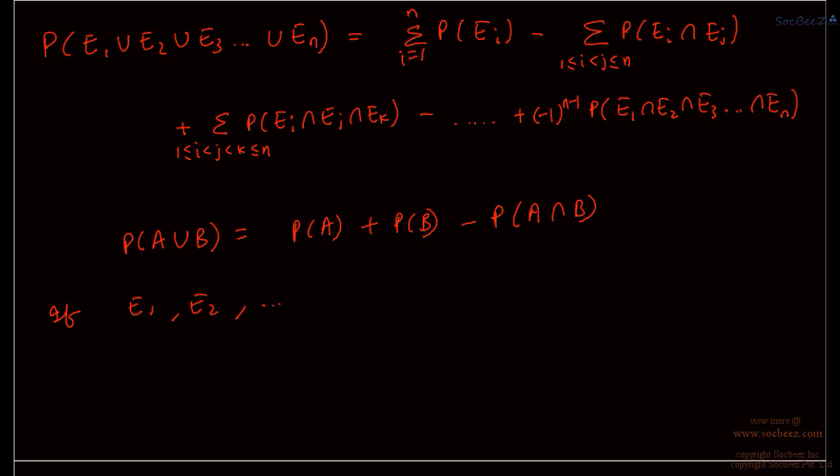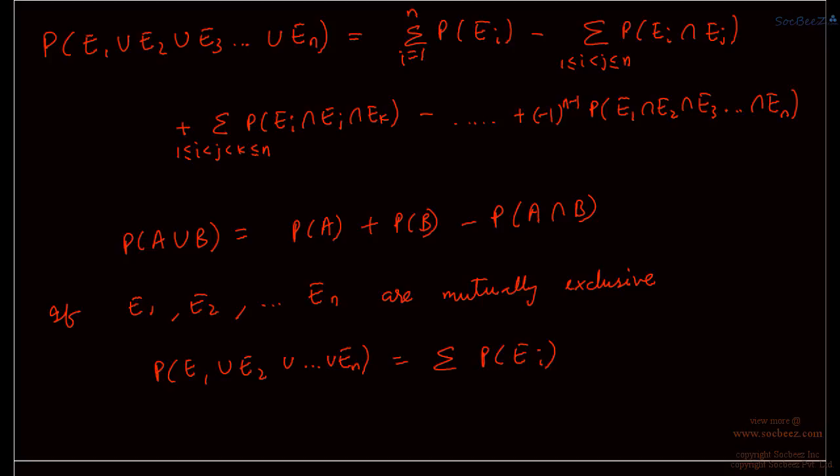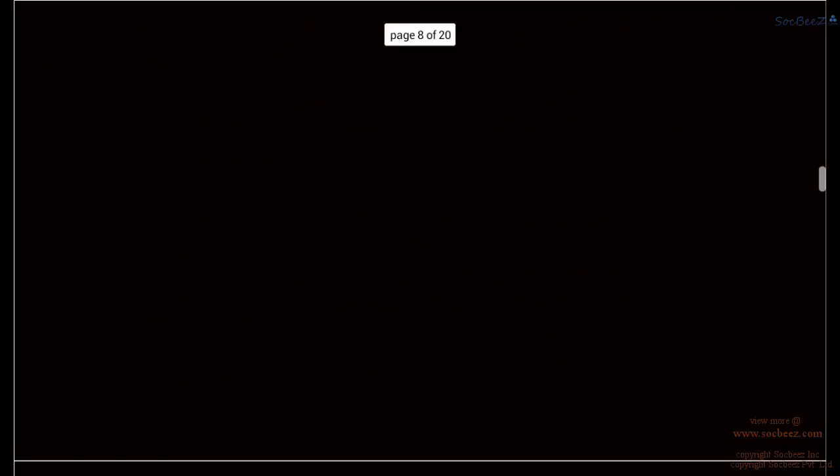So if I consider n events, the same n events, and I put the restriction that they are mutually exclusive, then the same result actually reduces to just the first term, sigma P of Ei, right? Because the second term is 0, the third term is 0, and so on. All of these terms have to be 0. Okay. Now let us look at another concept known as conditional probability.